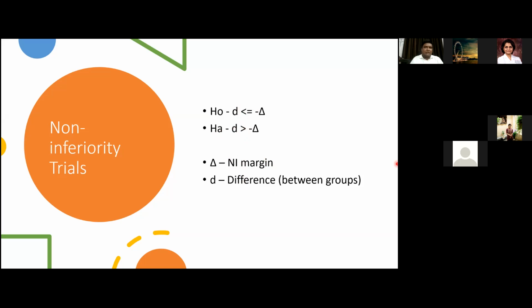So just remember that in a non-inferiority study, the null hypothesis will be the difference between the treatment arms is less than or equal to the non-inferiority margin, whereas the alternate hypothesis will be the difference between the treatment arms is greater than the non-inferiority margin. We'll come to that. Just like the various scenarios which we observed in a superiority study, we will also observe various scenarios in a non-inferiority study.